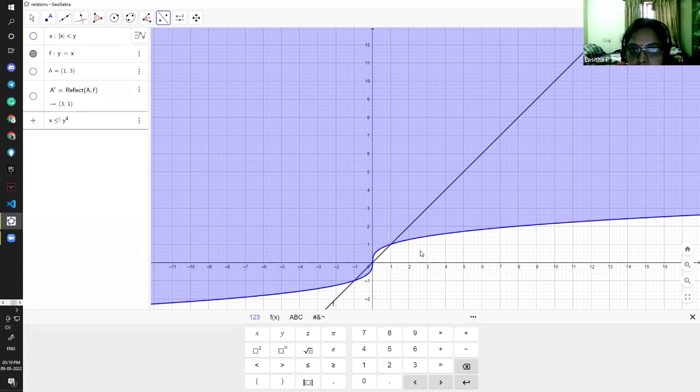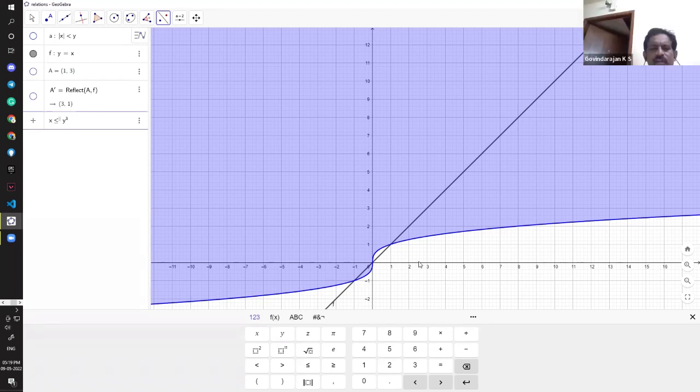And similarly, symmetry and transitivity. For transitivity, we have to prove all three vertices of the right triangle should belong to the region itself. If not, we have to say it is not transitive. Minus 1 only belongs there. So this will give an idea which point to be taken in order to disprove the cases.